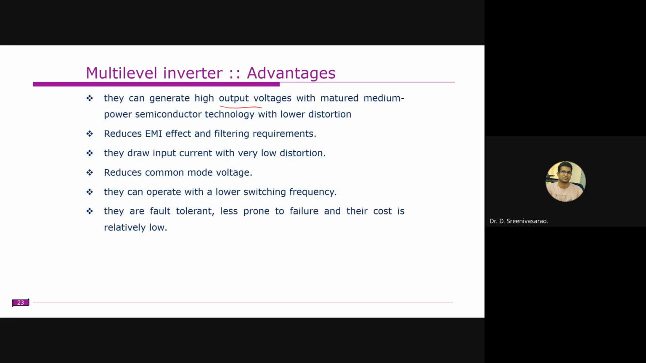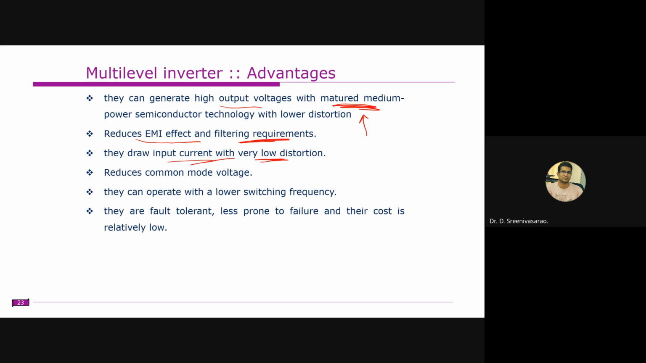So we can get a high output voltage with matured medium-voltage semiconductor devices. The point is that there is no need to go for high-power semiconductor devices; those are sufficient. We have reduced the CMI effect and the filtering requirement. The waveform is closer to a sinusoidal, so no filtering is required. And they draw the input current with lower distortion.